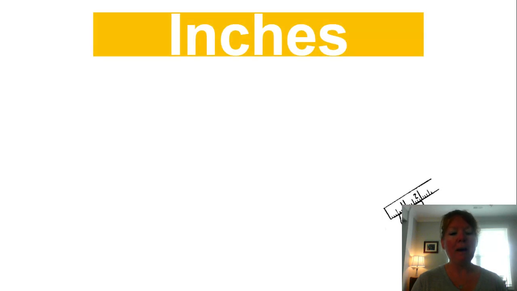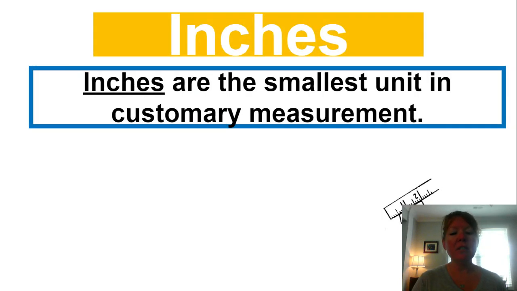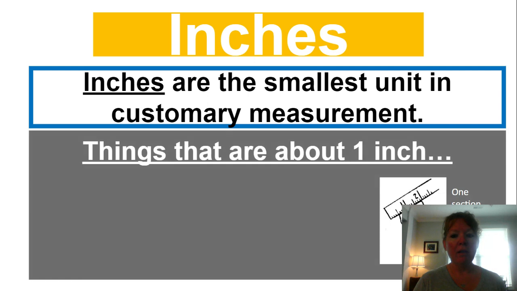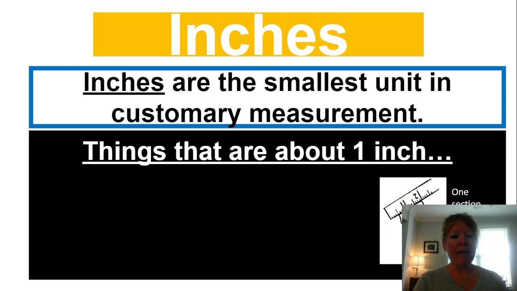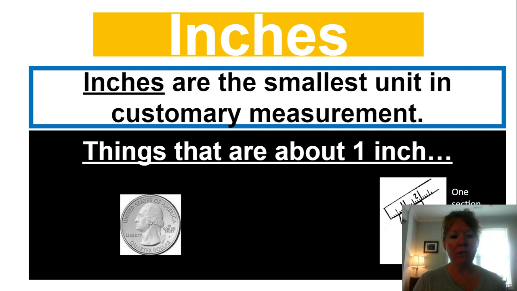Let's look at some things about inches. Inches are the smallest unit in the customary measurement. Some things that are about 1 inch: your knuckle on your hand, from your hand to your knuckle, is about 1 inch. So if you don't have a ruler, you can always use the length from your hand to your knuckle to measure. Also, the size of a quarter.